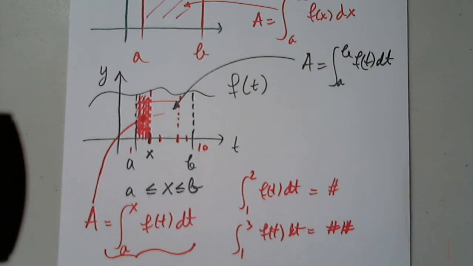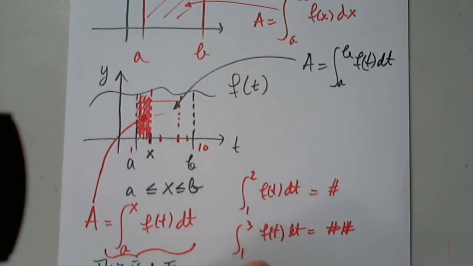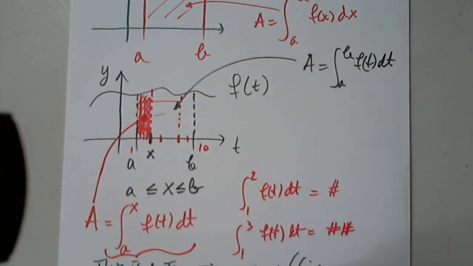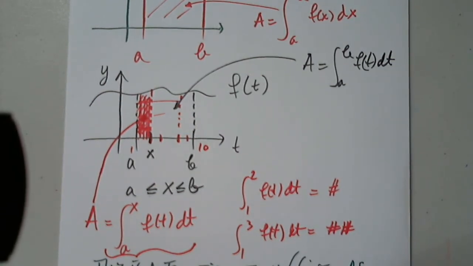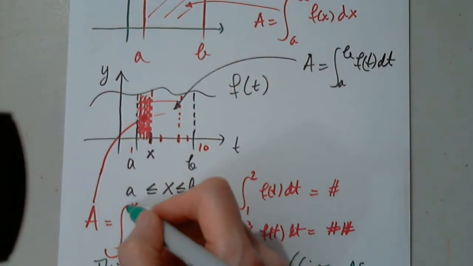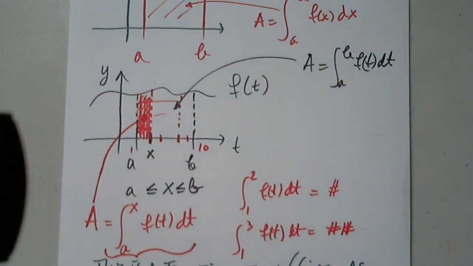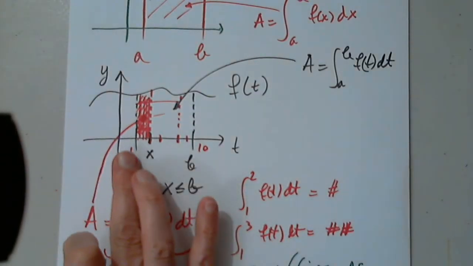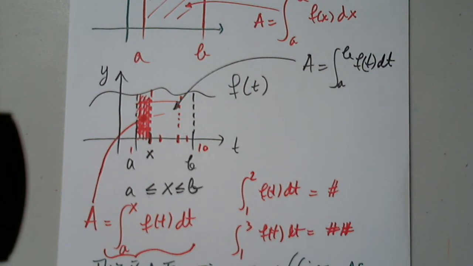Brilliant. This is a function. This is a function of x given as an integral. It's an integral, right here, it's an integral. But it's not a number. It's a function because it depends on x. X can go from 1 to 10 or a to b.